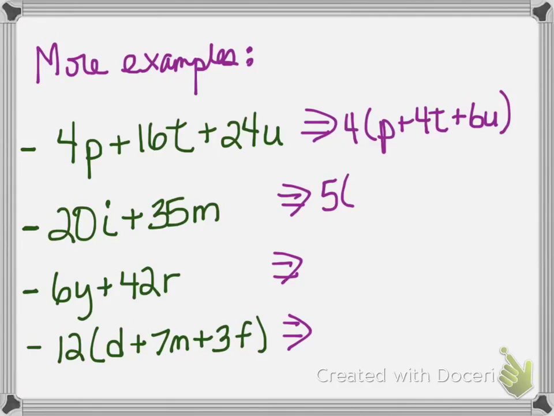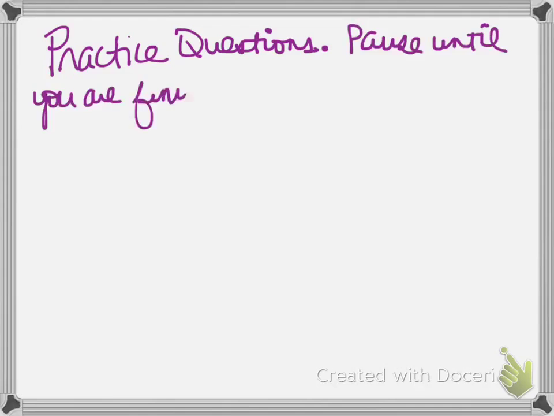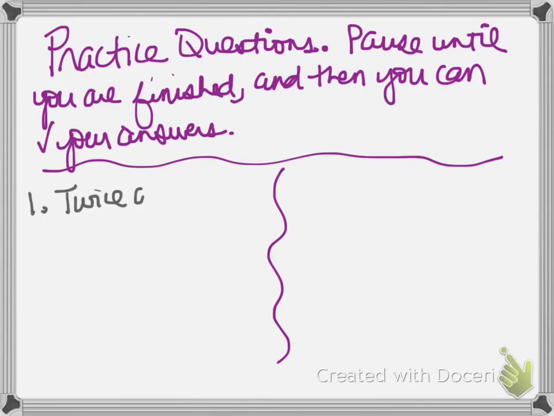Now, see if your answers match the next ones. In the second example, the GCF is 5. 5 times 4i plus 7m. The next question, which was 6y plus 42r, becomes 6 times the quantity y plus 7r. And in the last question, where the distributive property is working in the opposite direction, it is 12d plus 84m plus 36f. Here are some practice questions. Pause when you are finished, and then you can check your answers at the end.